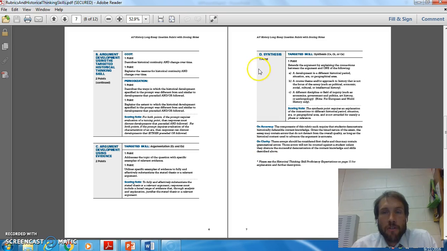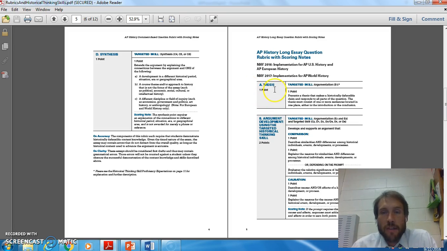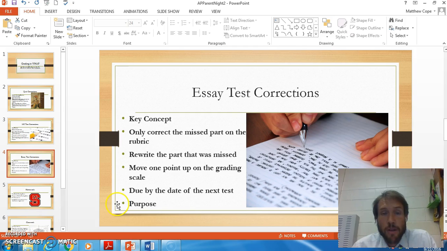So for instance, if I missed the synthesis point on the essay, I would have to rewrite that section. I don't have to rewrite the whole essay. I would just have to rewrite the synthesis part. If I missed the thesis statement, then I would have to rewrite the thesis statement part. I don't have to rewrite the entire introduction to the essay, just the thesis statement, because that's the point I missed.